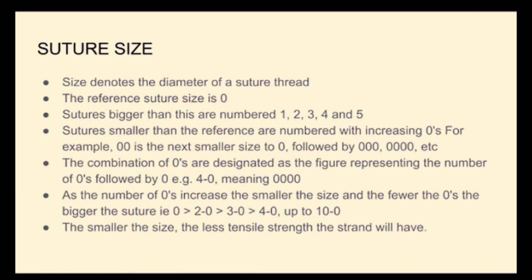The combination of O's is designated as the figure representing the number of O's followed by the O. So for a suture that has 4 O's, it's Vicryl 4O instead of saying Vicryl O O O O. The smaller the size of the suture, the less tensile strength that the strand will have.